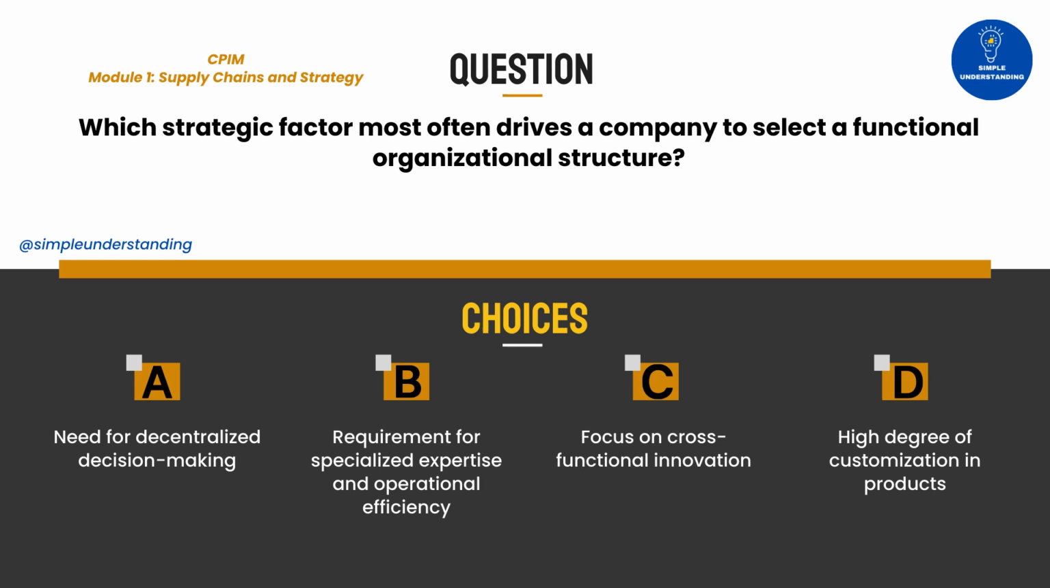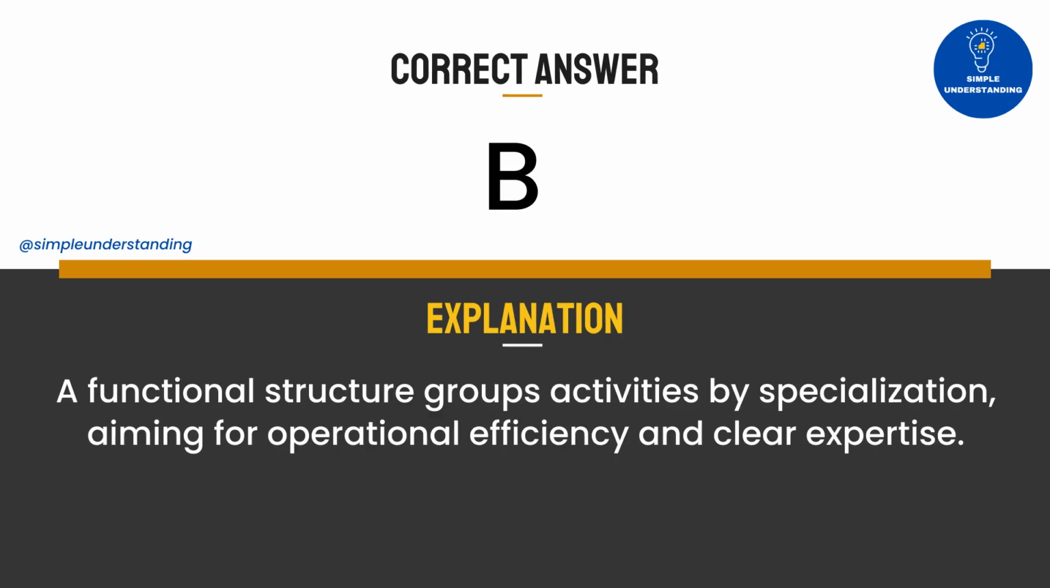Question 16. Which strategic factor most often drives a company to select a functional organizational structure? A. Need for decentralized decision-making. B. Requirement for specialized expertise and operational efficiency. C. Focus on cross-functional innovation. D. High degree of customization in products. Correct answer, B. Explanation. A functional structure groups activities by specialization, aiming for operational efficiency and clear expertise.